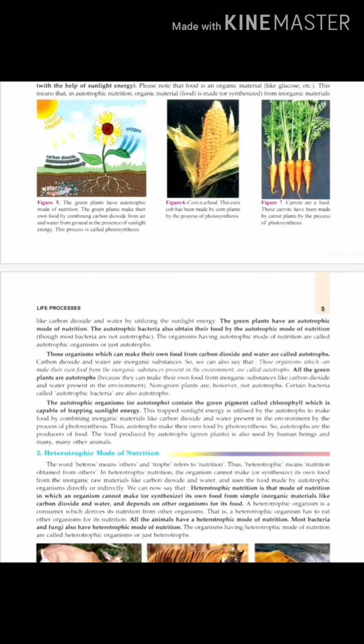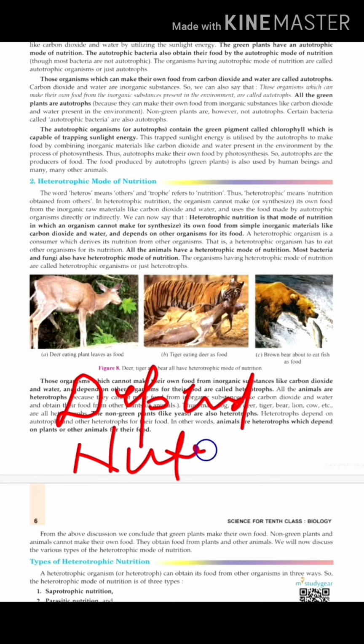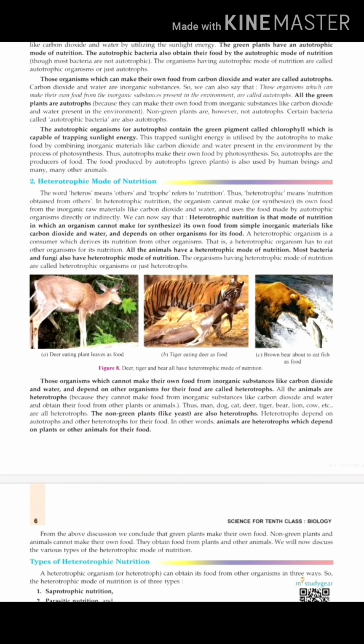So you can all read this para and you will get to know what is there. There is only written that how plant make their food in the autotrophic mode of nutrition. Now second mode of nutrition, heterotrophic mode of nutrition. So hetero means depend and trophic means nutrition. So it is also known as the dependent nutrition. So the heterotrophic means nutrition obtained from others, दूसरों से.